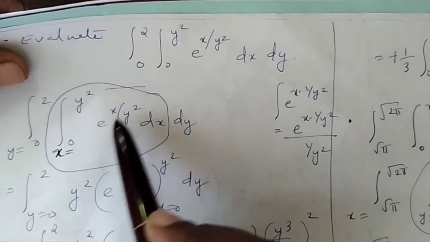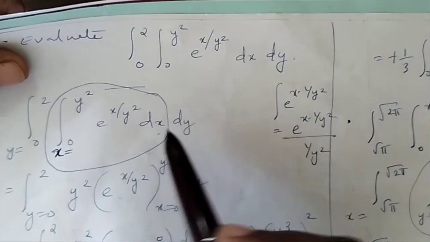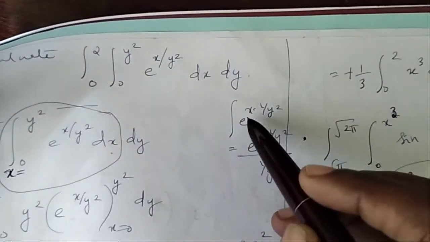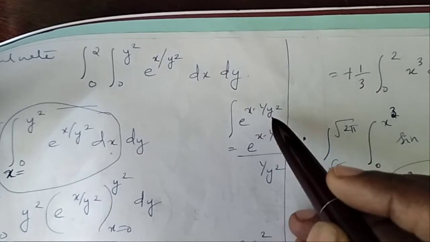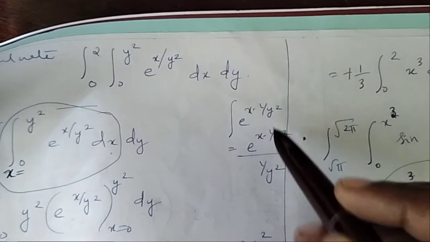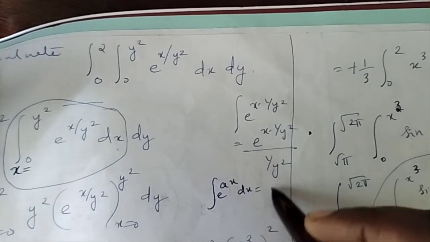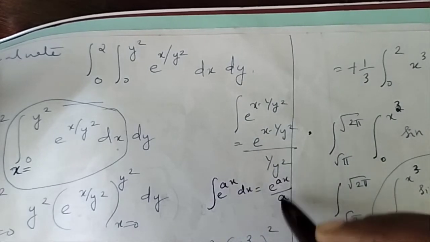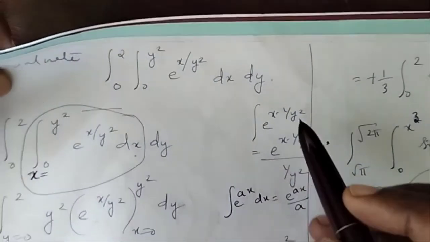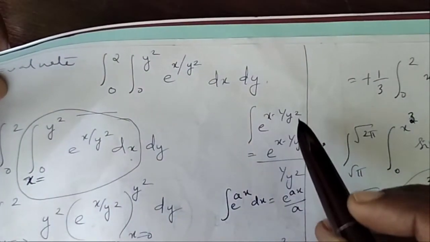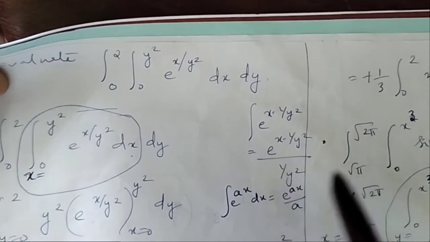So what's the integral of e raised to x by y square with respect to x? X by y square means x into 1 by y square. With respect to x, 1 by y square is a constant. So we know that the integral of e raised to ax dx is e raised to ax divided by a. A is a constant. So here the variable is x, so the constant is 1 by y square. So divide by the constant 1 by y square.